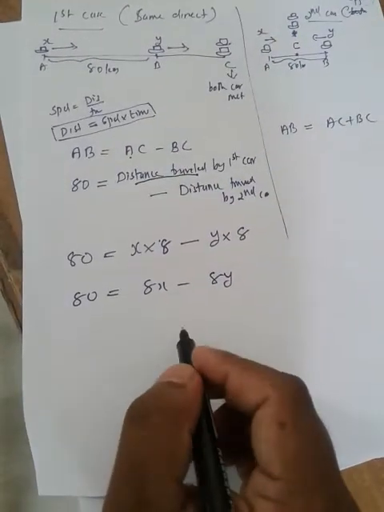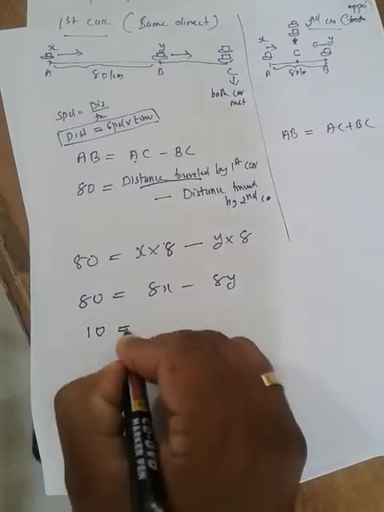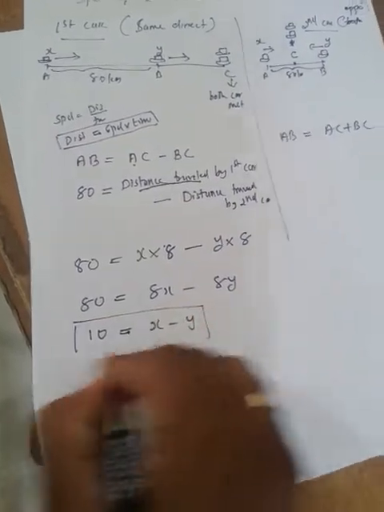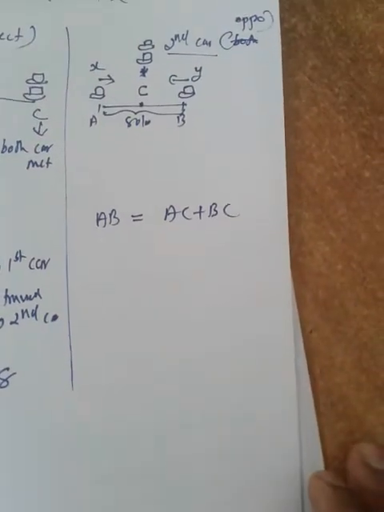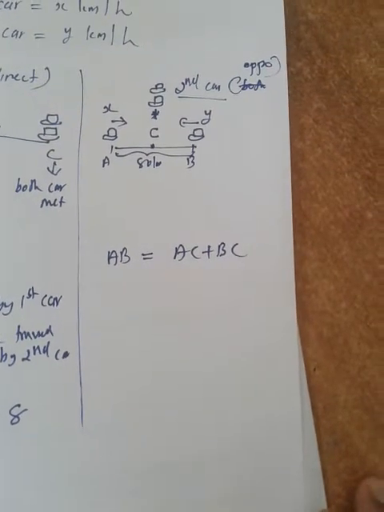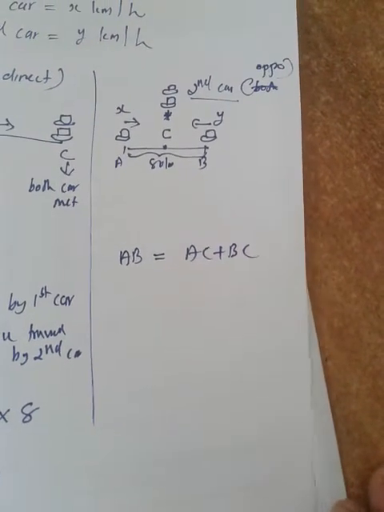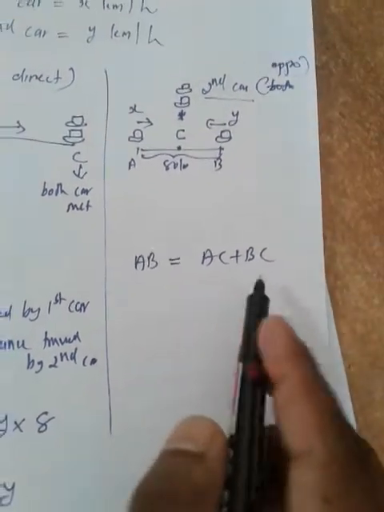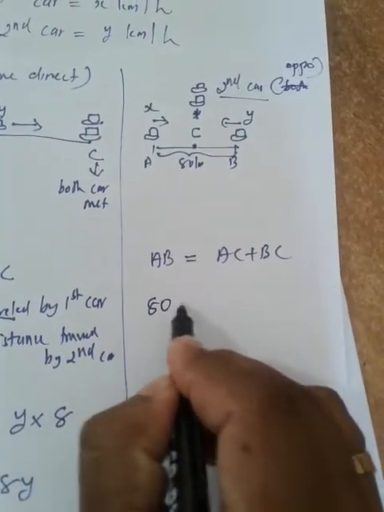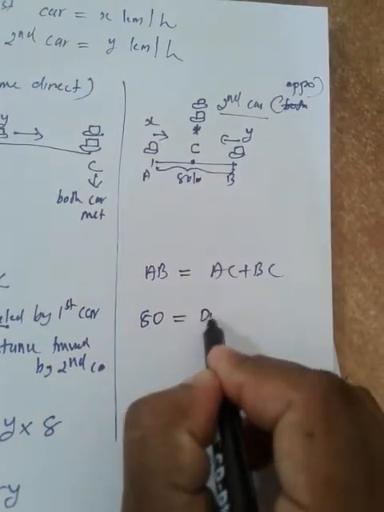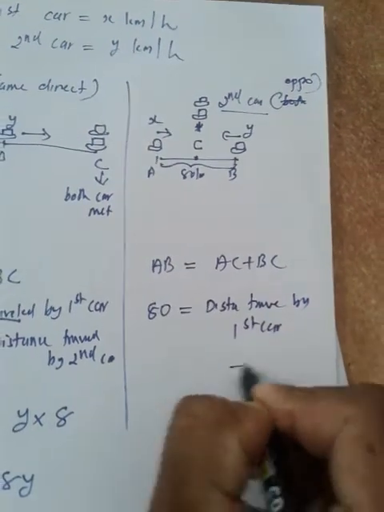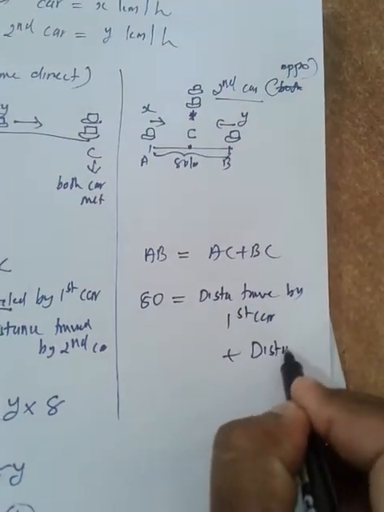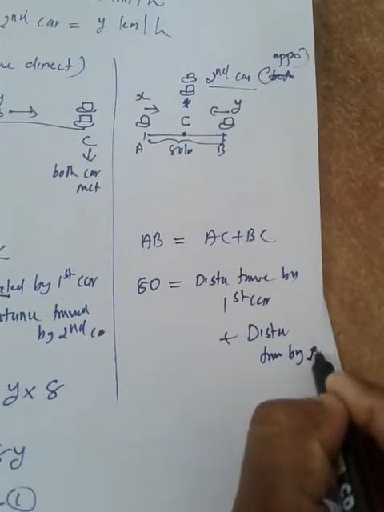If you divide throughout by 8, it becomes 10 is equal to x minus y. This is the first equation. Are you following me? And the second equation, AB is equal to AC plus BC. If you feel any doubt, you just ask me any doubt. You can send audio clips. Okay. And here AB is equal to AC plus BC, and AB is given. It is 80 directly. And what is AC? Can I write AC as the distance traveled by the first car? Of course, isn't it? And BC, the distance traveled by the second car.